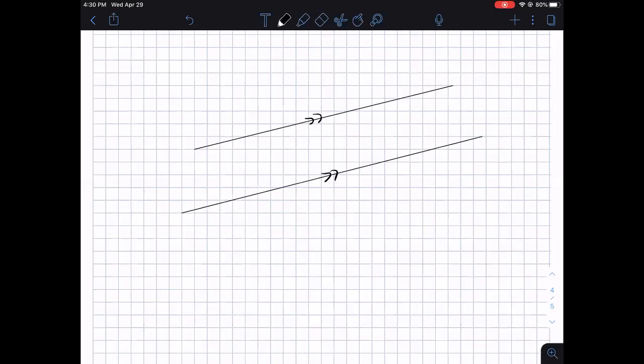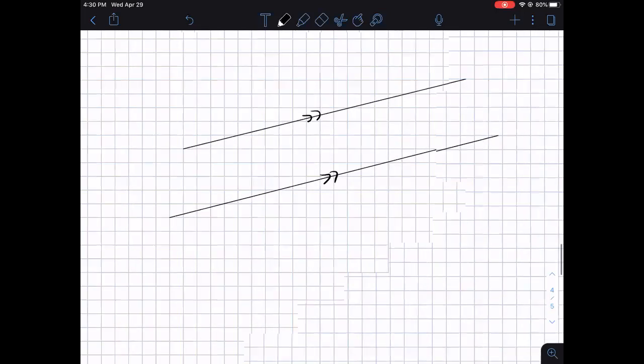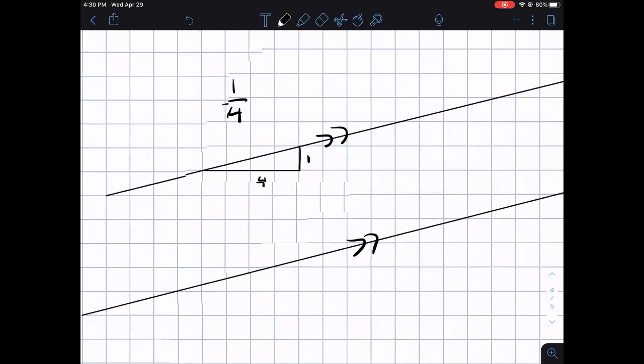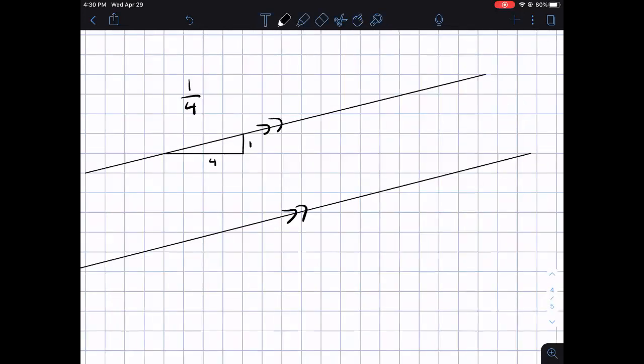Okay, so now let's compute the slopes of these two lines, and let's see if there's any relationship we can spot. To do this, we can just do rise over run. So rise is 1, run is 4. So the slope is 1 over 4. Similarly, let's compute it here. The rise is 1, and the run is 4. So this slope is 1 over 4 as well.